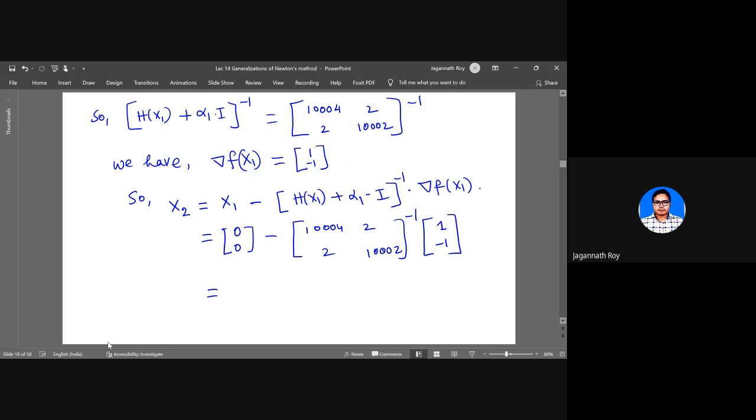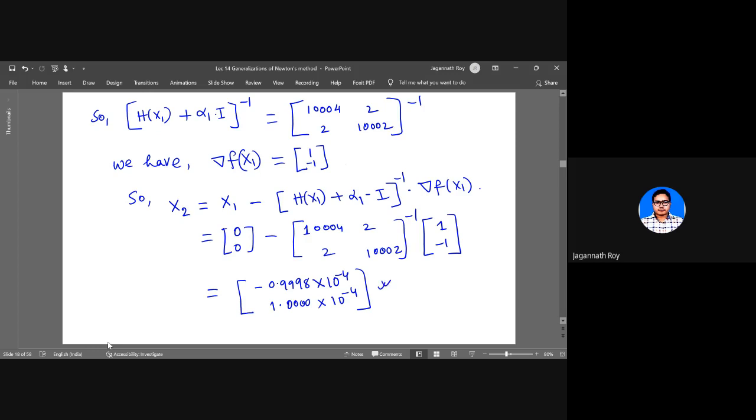So if you simplify it after finding this inverse, this will become minus 0.9998 times 10 to the power minus 4, and this is 1.0000 times 10 to the power minus 4. Okay, so x2 we have this one.